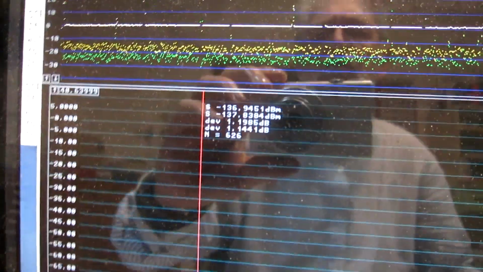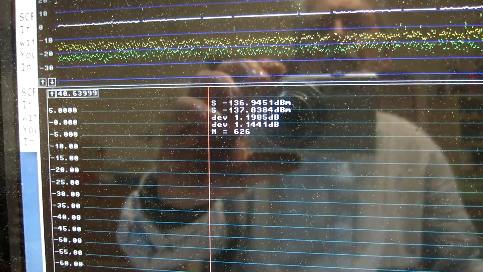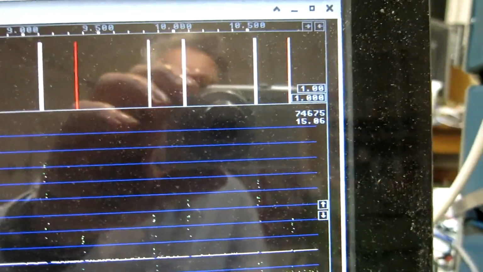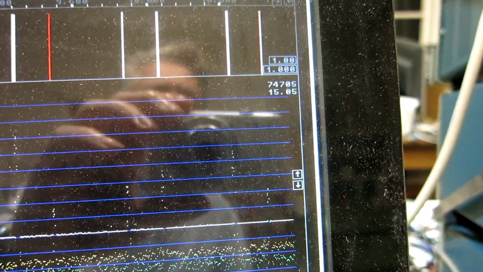The channel levels minus 136.9 and minus 137.8, and that's with 74,700 averages, and the correlation advantage 15 dB.